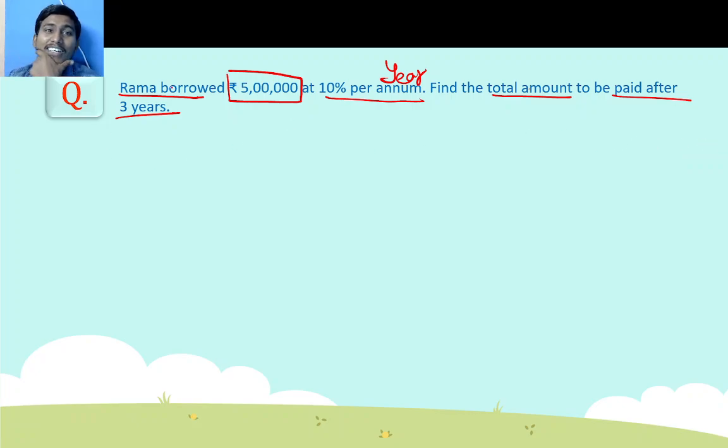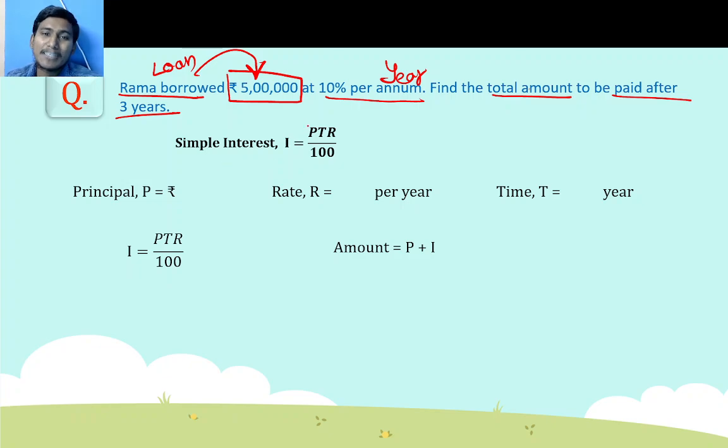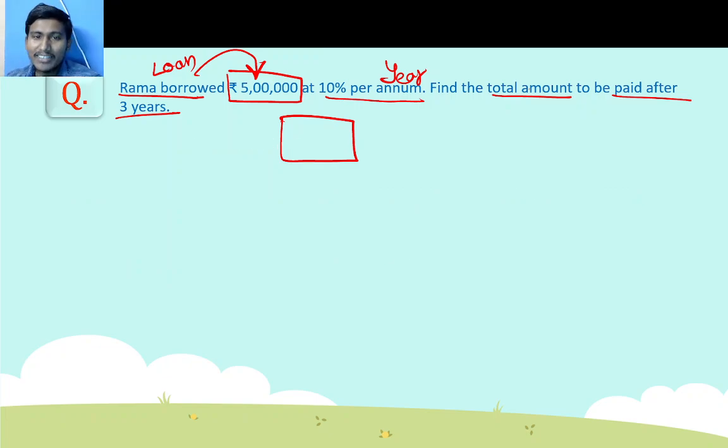Let us see here. Borrowed 5 lakh rupees. She has taken a loan of how much? 5 lakh. So that is the principal. So how do we find simple interest? PTR by 100, right? Yes.